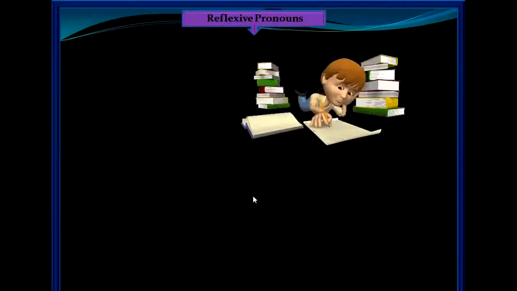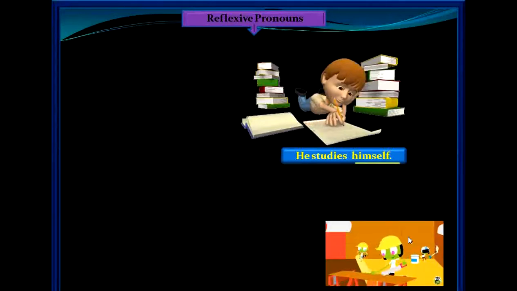Here is another example for you, children. Here the boy is studying. He doesn't need anyone's help. So we can write, he studies himself. Here the personal pronoun is he and the reflexive pronoun is himself. The reflexive pronoun himself reflects back on the personal pronoun he. In this sentence, the subject and the object are the same.